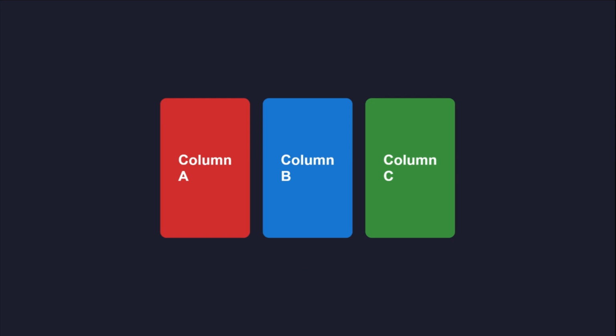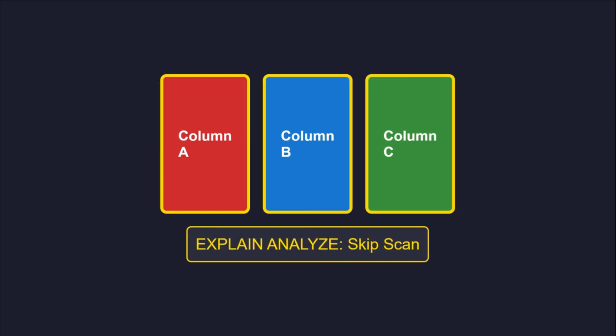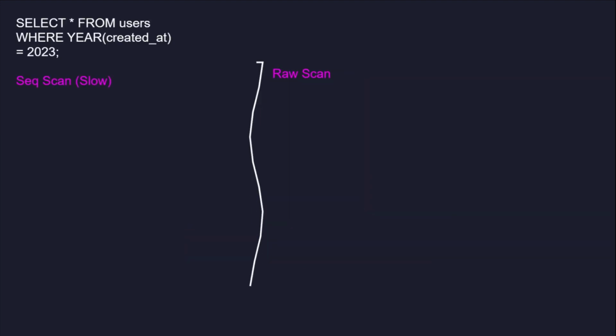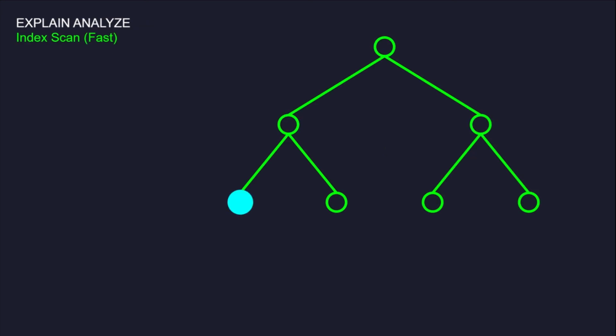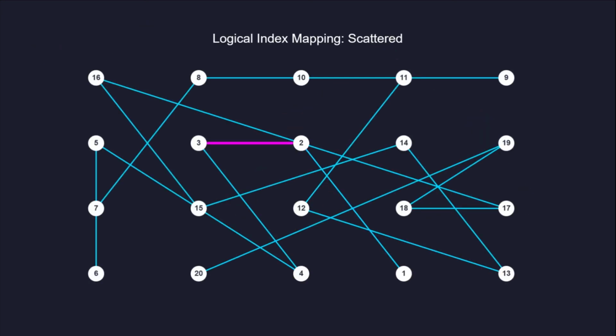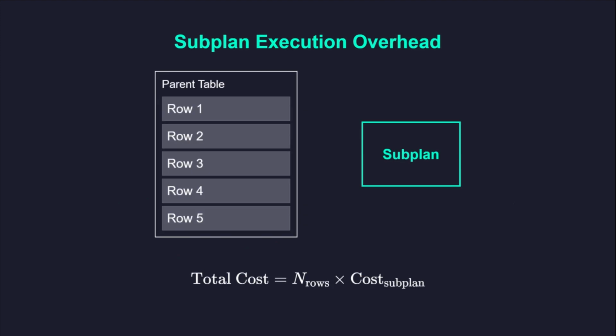Index scans are most effective when the leading column of a multi-column index is in the filter. Analyze shows if you are getting an index skip scan. Filtering on a function result ignores standard indexes. Use explain analyze to see if an expression index is needed to speed up the transformed column lookup. Low correlation means physical row order does not match index order. This causes high random input-output. High correlation allows for much faster sequential reads.